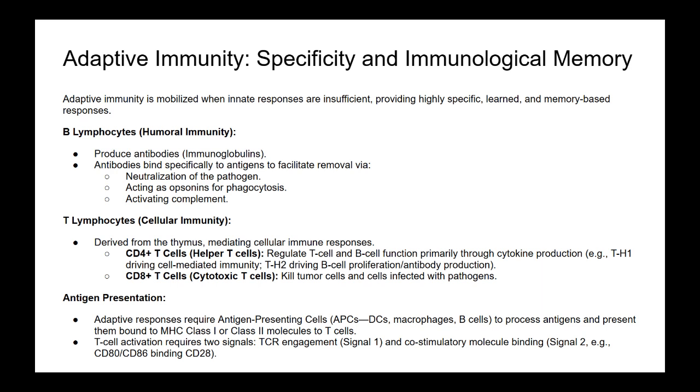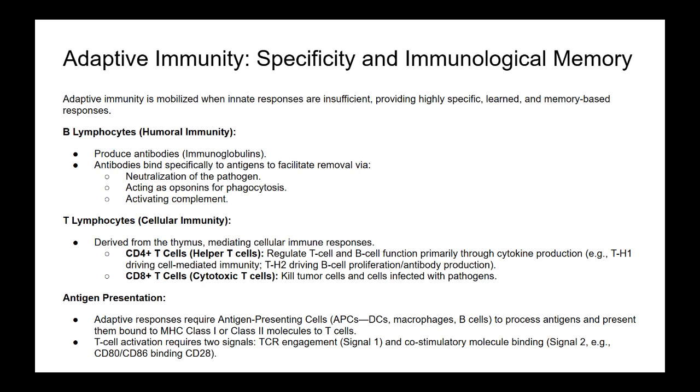There are several subsets of helper T cells, each with distinct roles. For instance, T helper type 1 cells produce interferon gamma and interleukin-2, which are essential for driving cell-mediated immunity. In contrast, T helper type 2 cells secrete interleukins 4, 5, 6, and 10, which promote B-cell proliferation and antibody production. Additionally, there is a subset known as T helper type 17 cells that recruit other immune cells like leukocytes and contribute to the development of autoimmune diseases.